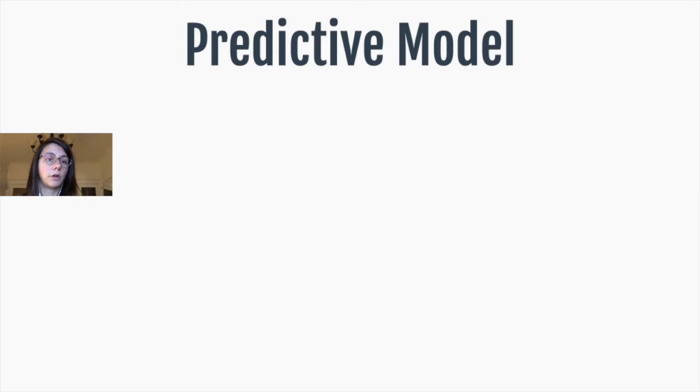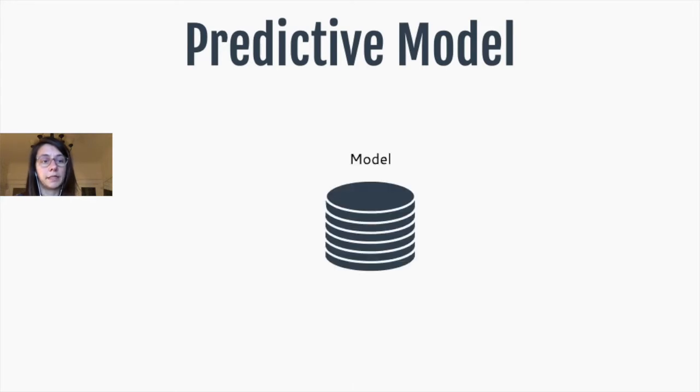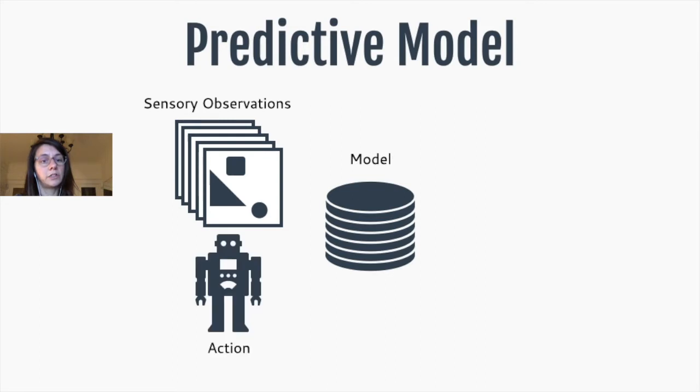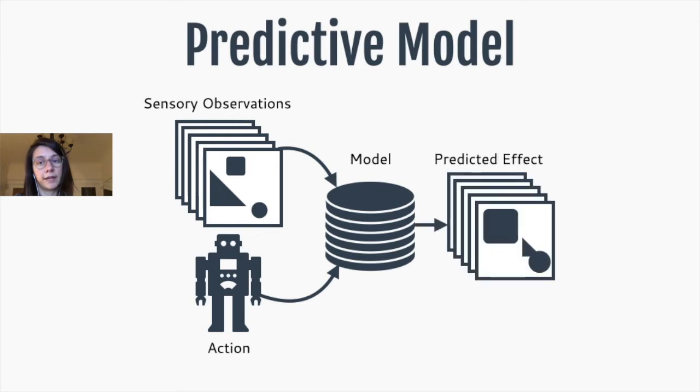All right, so here's one way to think about this space: as a predictive model. It takes in sensory observations and also the actions that the robot performs, and from this it predicts the effect over time. So once you have this kind of model, then you can use it to plan actions in a goal-directed way, for example by plugging this model into a model predictive controller. Okay, so that's one way to think about it.